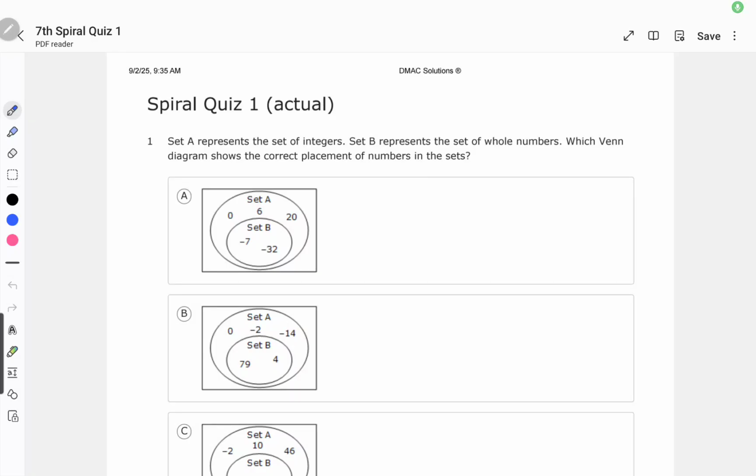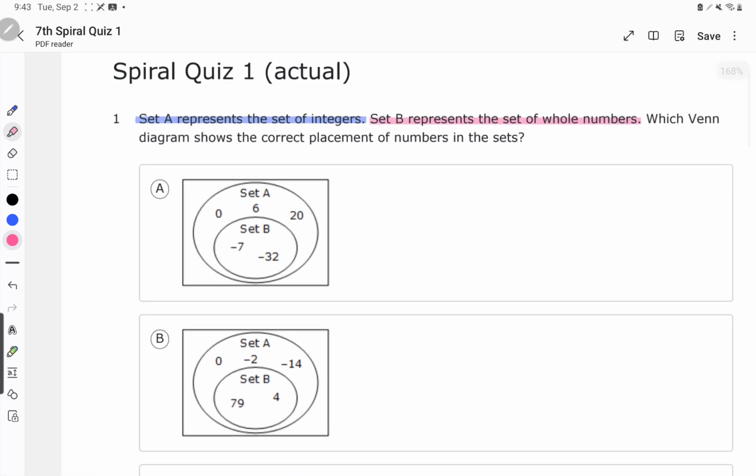Set A represents the sets of integers. Set B represents the sets of whole numbers. Which Venn diagram shows the correct placement of the numbers in the sets?